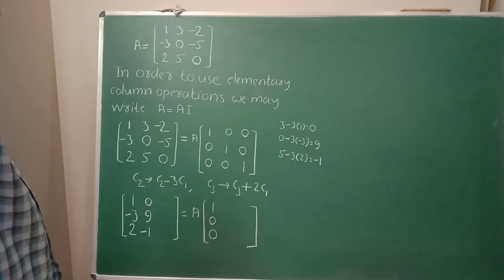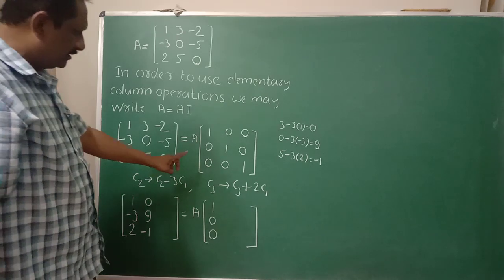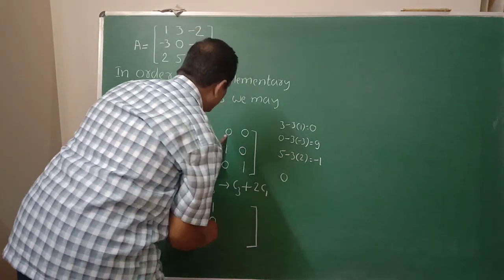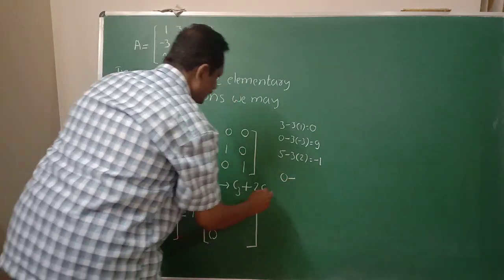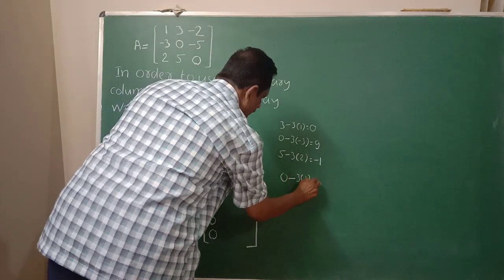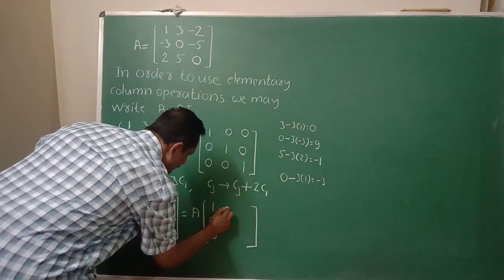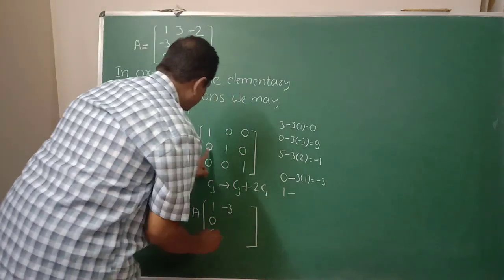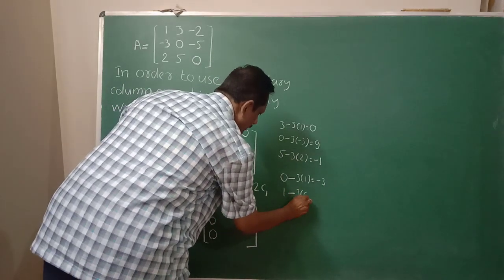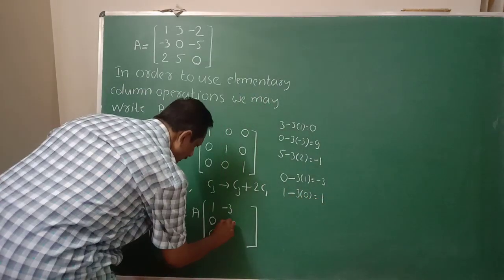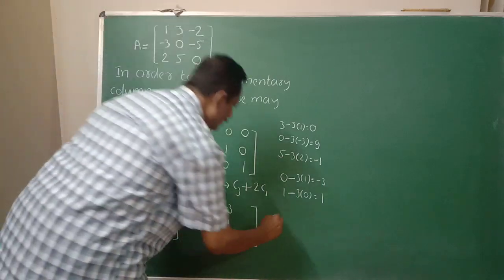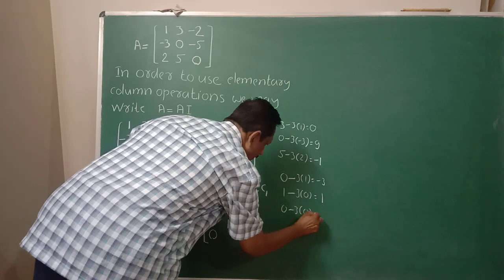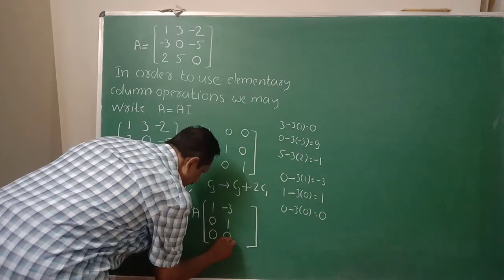Okay, minus 1. Then here also multiply by 3 and subtract. So 0 minus 1 into 3 is minus 3. So write here minus 3. Then 1 minus 3 into 0 is equal to 1. So write here 1. Then 0 minus 3 into 0 is equal to 0. So this becomes 0.